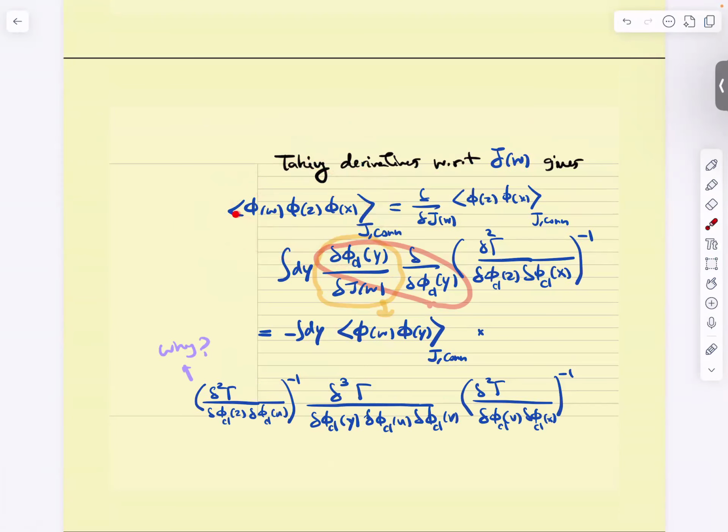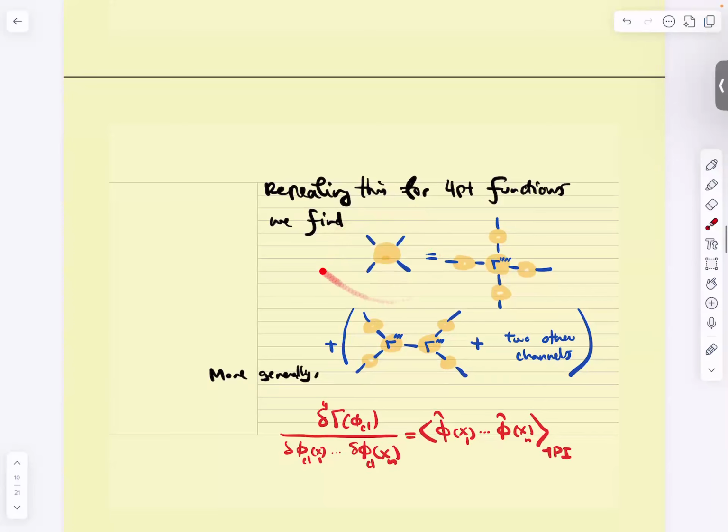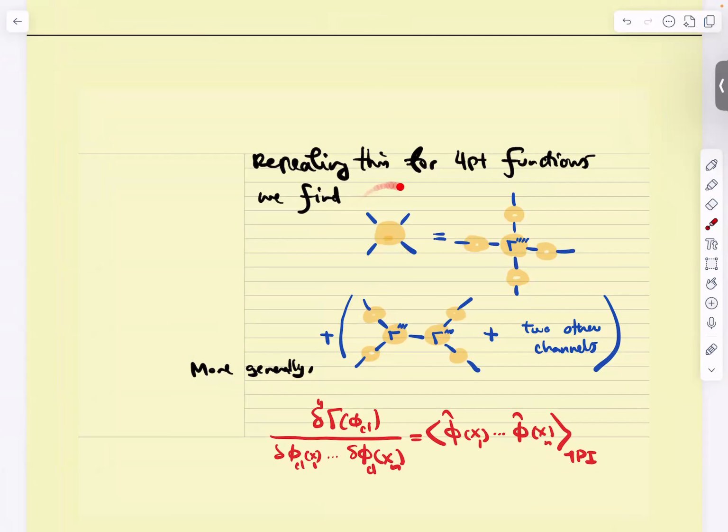Now you see algorithmically how it works, right? You take the 4-point function j connected, you take the derivative, use the same thing, and here's the diagrammatics of what you find. You find the 1PI 4-point function is equal to the fourth derivative of this guy, with these guys connected. But now there is this diagram that pops up. What I'm showing you is what you obtain if you just take one more derivative diagrammatically. You get this and the two other channels. Hopefully it's clear what the two other channels are, right?